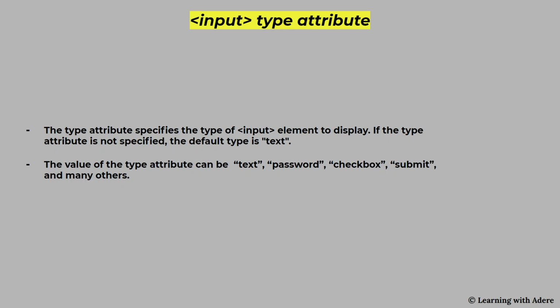If the value of the type attribute is not specified, the default type is text. The value of the type attribute can be text, password, checkbox, submit, and many others. So this might not be clear already, but we're going to have some visuals to go along with this.